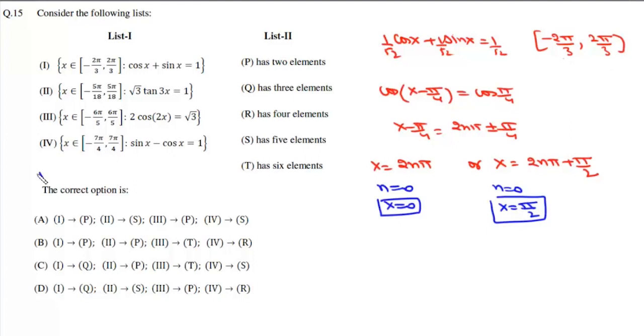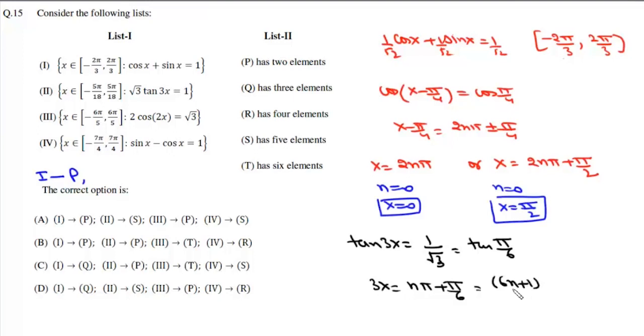So this first, it matches with P. Now we look at the second one. Now for the second one, we'll get tan 3x equals 1 by root 3, which is tan pi by 6. Now this 3x is n pi plus pi by 6, which is (6n plus 1) pi by 6, or simply x is (6n plus 1) into pi by 18, and we have to find this value in the interval minus 5 pi by 18 to plus 5 pi by 18.